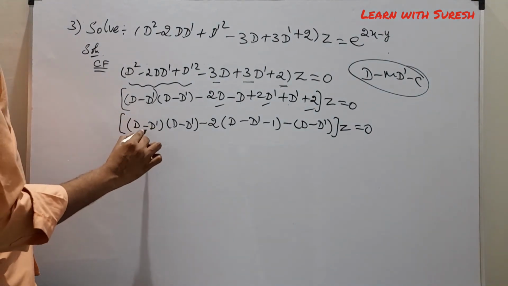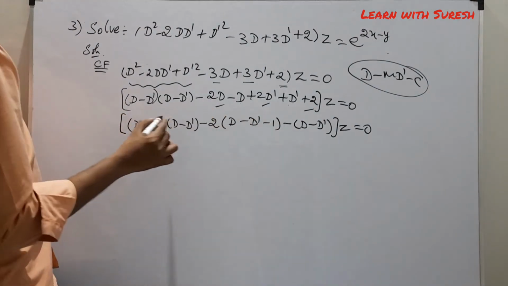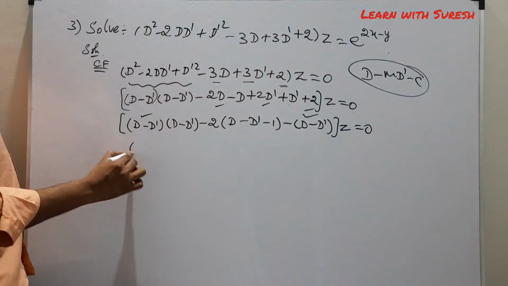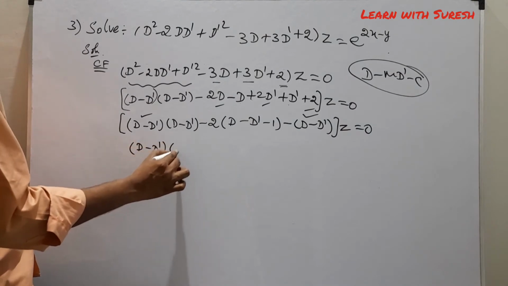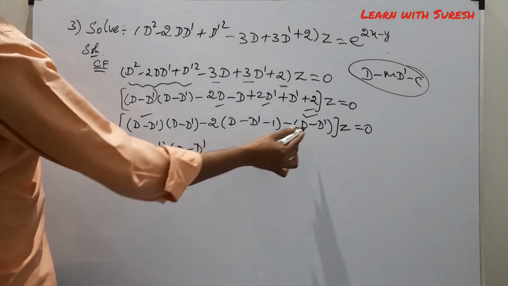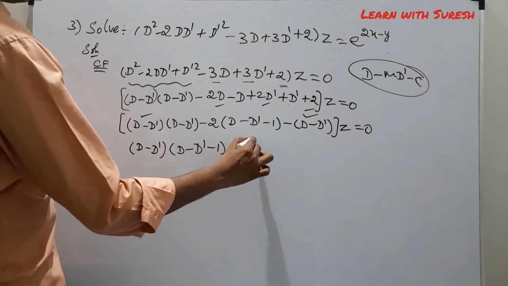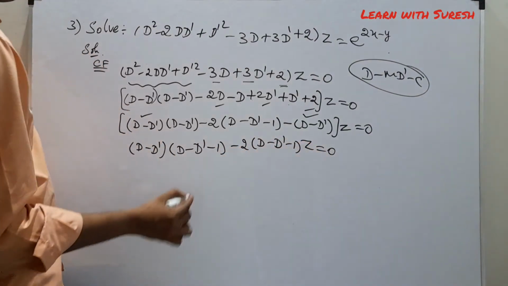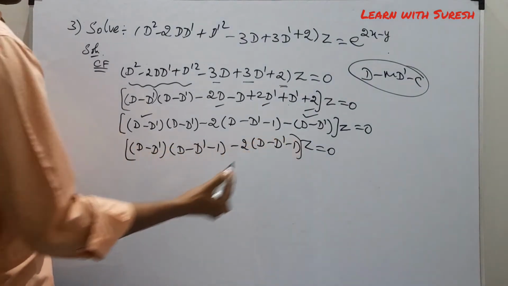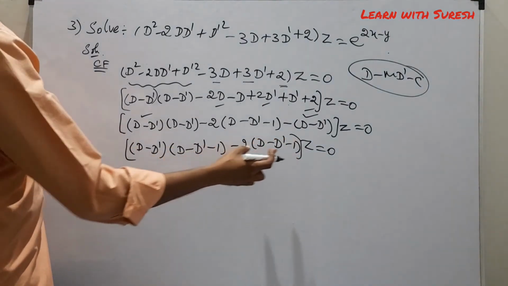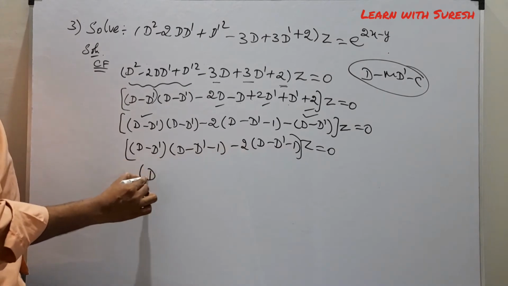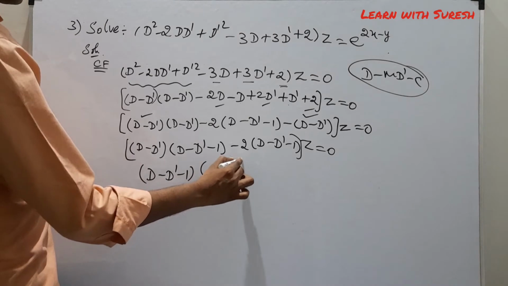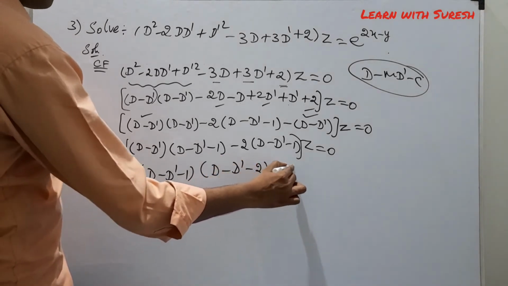Now look at the first and third term, we have D minus D dash in common. So we can take D minus D dash, the remaining is another D minus D dash minus 1, minus 2 into D minus D dash minus 1 into z equal to 0. Now we have 2 terms, in both we have D minus D dash minus 1 in common. Take it: D minus D dash minus 1 into D minus D dash minus 2 into z equal to 0.